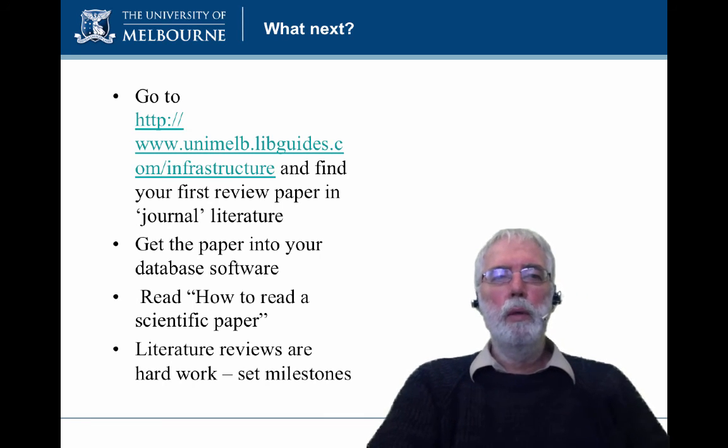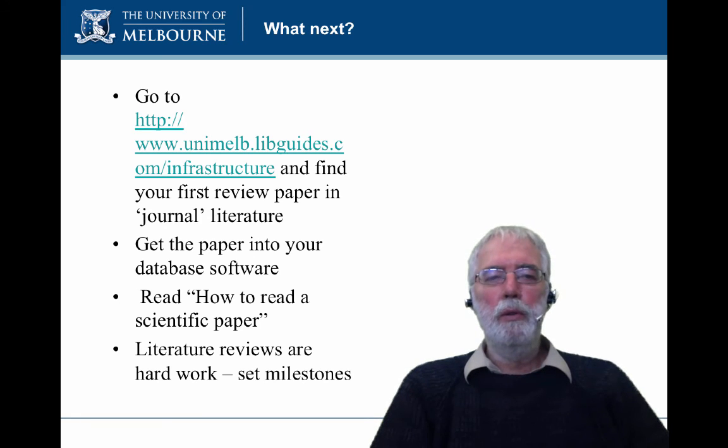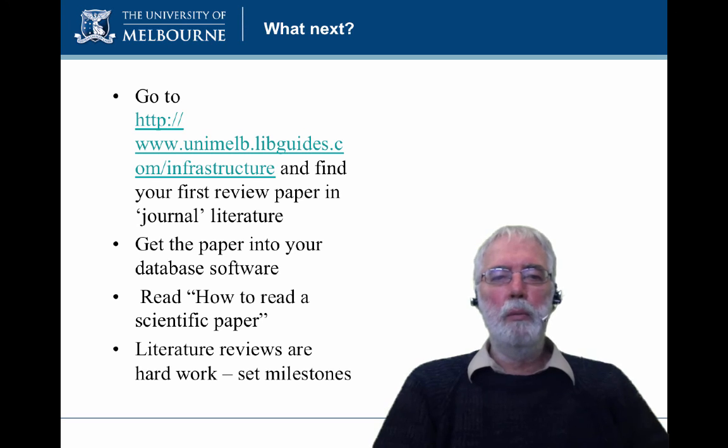So, what next? I would suggest, in order to get started, go to the LibGuides infrastructure website, and with the assistance of guidance from that page, find your first review paper in the journal literature. Once you've found that first paper, get that paper into your database software. Now this might mean that you have to download the software, learn how to use it, learn how to import the citation from the database into your software. But if you do this with your very first paper, then you'll be able to do it more efficiently with subsequent papers.